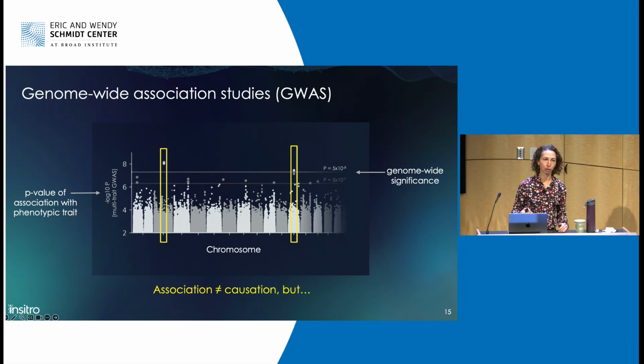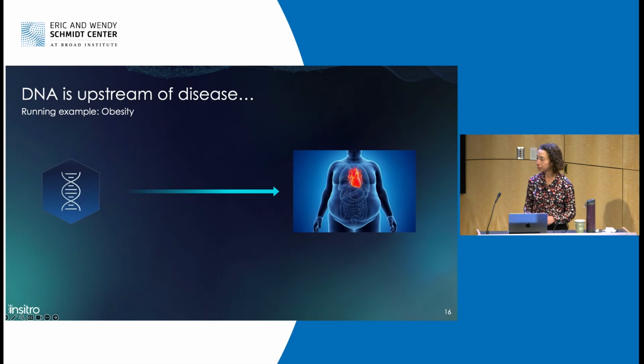A typical approach here is to start with a genome-wide association study, where you define some phenotypic trait relevant to the clinical outcome of interest and look at locations across the chromosome for significant associations with that phenotypic trait. And we all know association is not equal to causation, but DNA is upstream of disease. So are we okay to call these GWAS hits causal variants? They're often referred to as such.